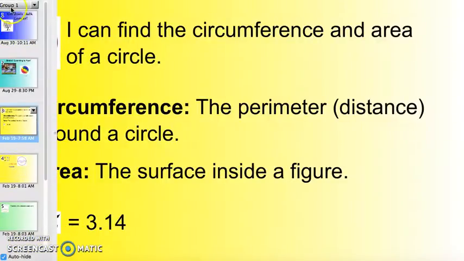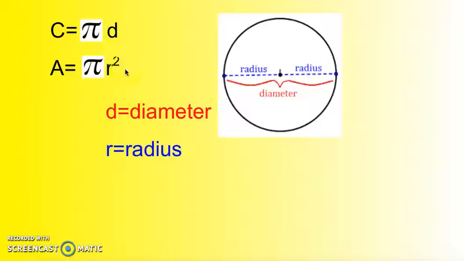Well, let's look at our formulas that we're going to be using. First of all, C stands for circumference. And so we're going to find the circumference, or the distance around a circle. It's kind of like we're walking ourselves around the circle, just like perimeter. And we're going to use the formula pi times d, where d stands for diameter. Now, diameter is taking one point on the circle and going right through the center to another point across on the other side. That is called diameter.